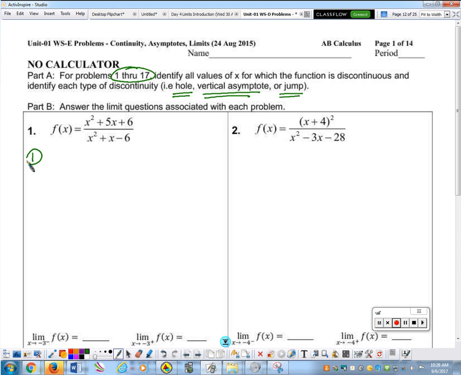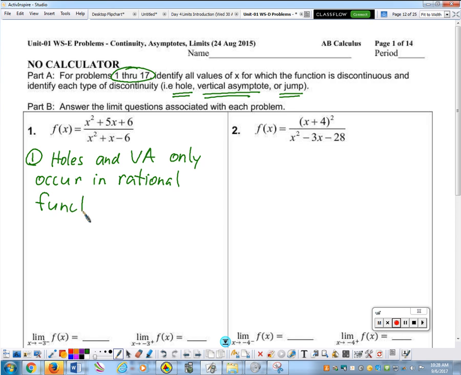You want to memorize that holes and vertical asymptotes only occur in rational functions. That's extremely helpful because that means you'll encounter problems where you don't need to worry about holes or vertical asymptotes.